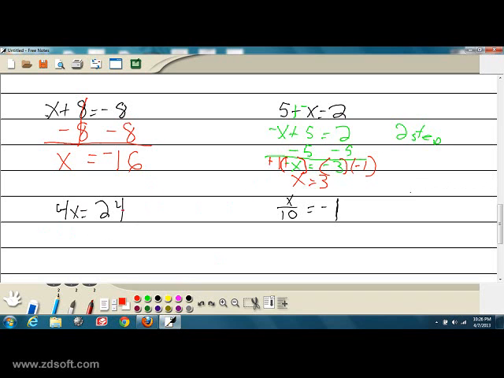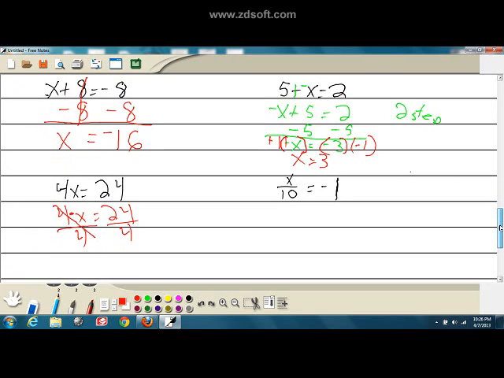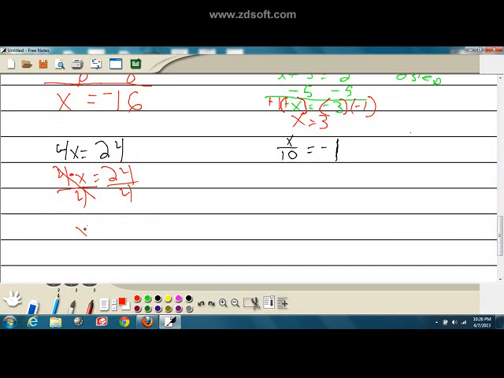Good. Now next one, 4x equals 24. Remember this means 4 times x. So what is the opposite of multiplication? Hopefully you said division. So you divide both sides by 4. So they cancel out. So you have x is equal to, well, what's 24 divided by 4? Hopefully you said 6. And that's the answer.